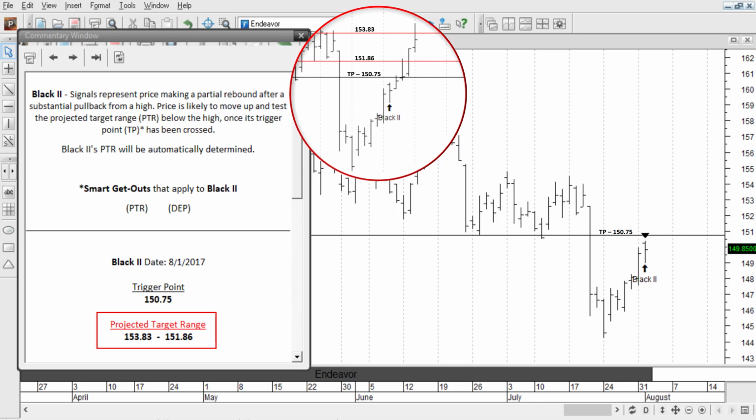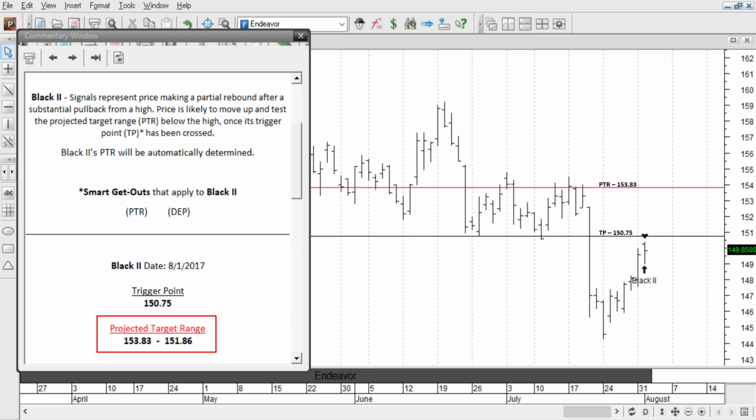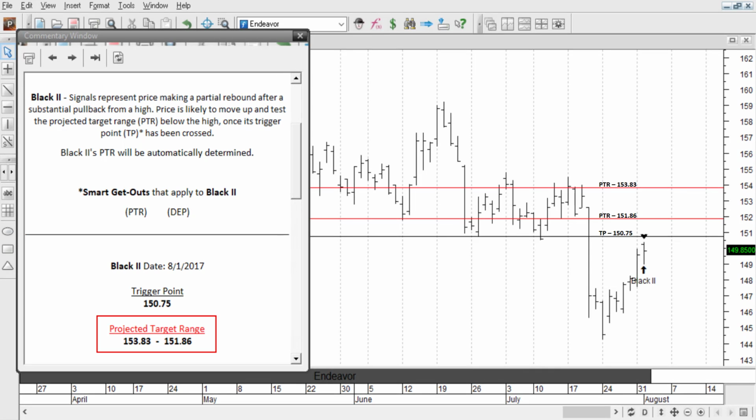I'll mark the range on the chart with red lines, starting with the top range of 153.83, and now the bottom range of 151.86. Okay, now we know how high price can rise if our trigger point is crossed. But there's one more step. We need to know where to exit if the trade goes against us.